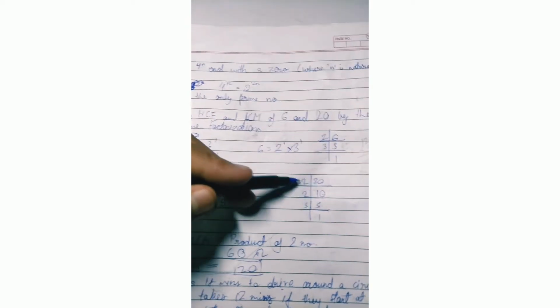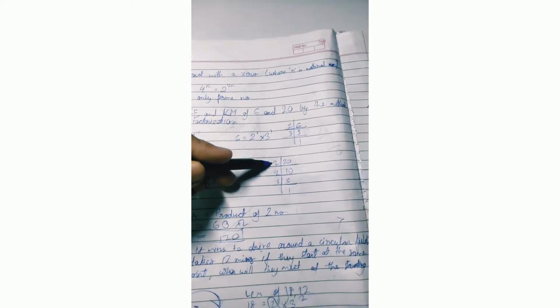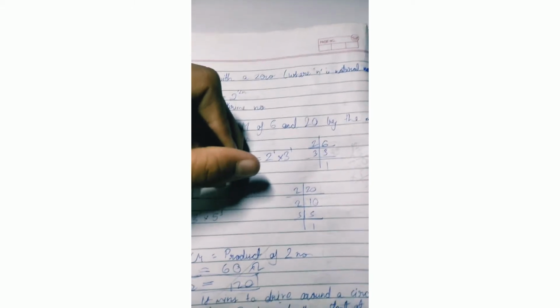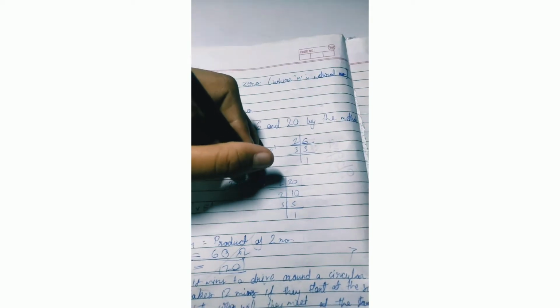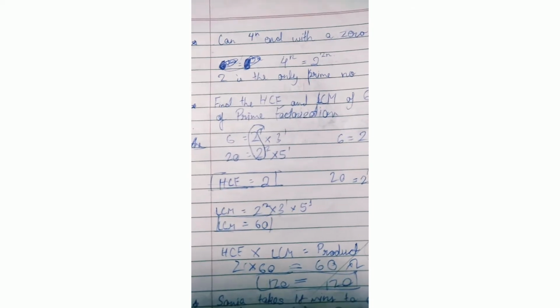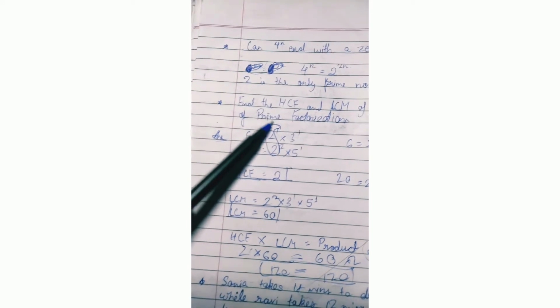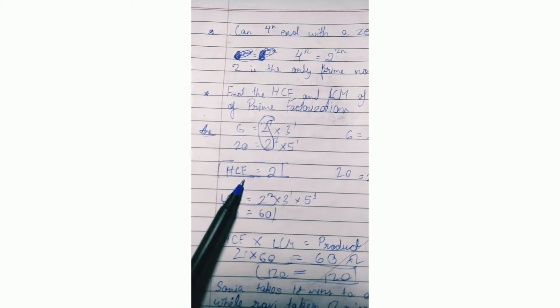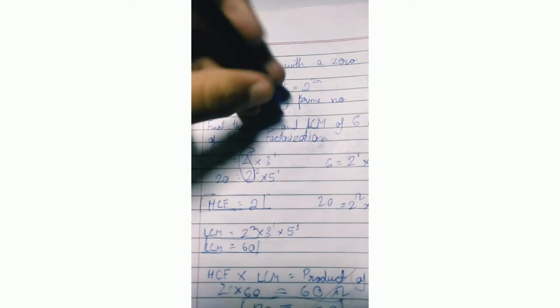Okay, and then now how many 2's are here? Two 2's are here, so 20 is equal to 2 squared into, how many 5's are here? 1, so we'll add 1. Now we have to write the same here, and let's see what is common here. Common is 2, right? So we'll circle this part, and this will be the HCF. Okay, now we have found the HCF.